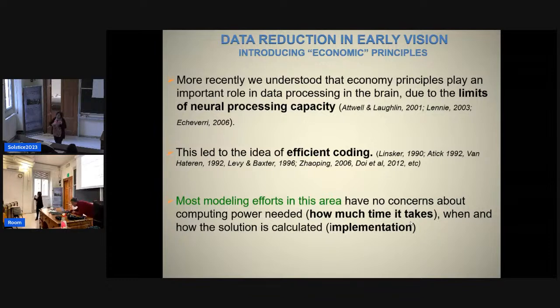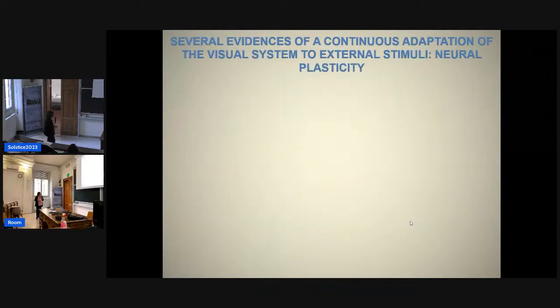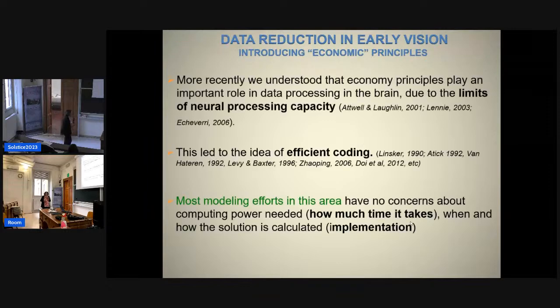More recently, to this data reduction problem, they have added also the need to have algorithms that save costs, that are computationally not so heavy, because the brain in general has physical limitations, so it has computational limitations due to the number of neurons, to the need of saving energy. So this led to the idea of efficient coding.